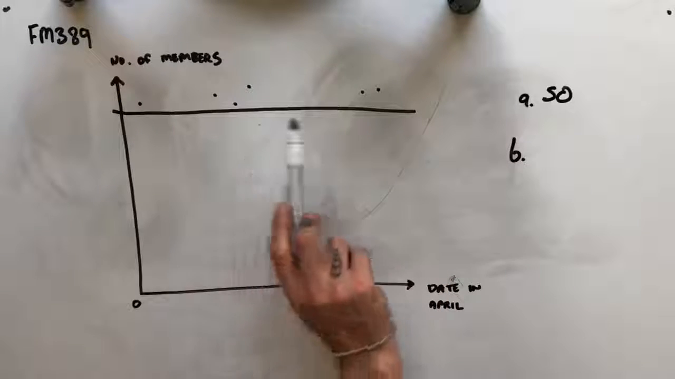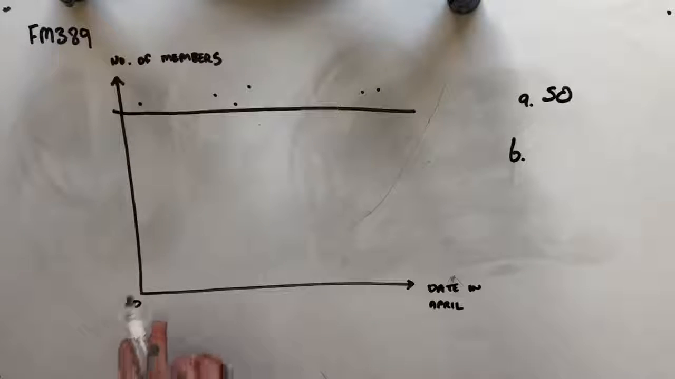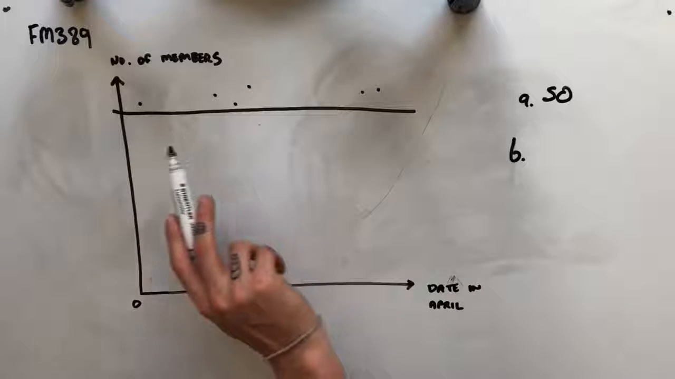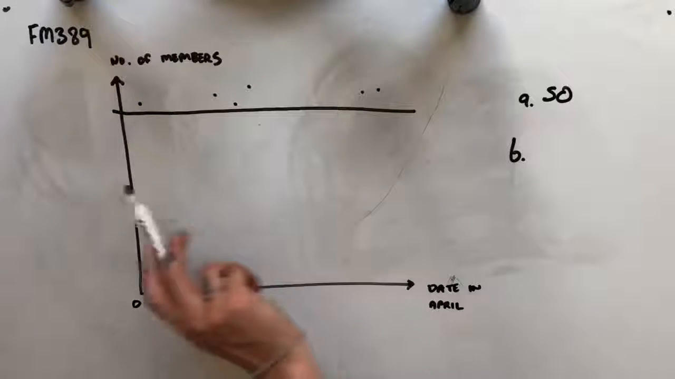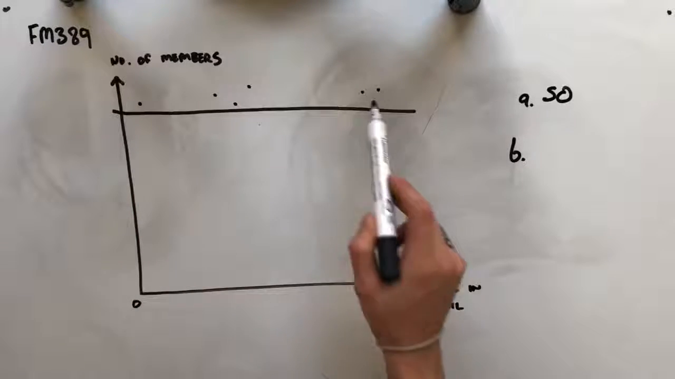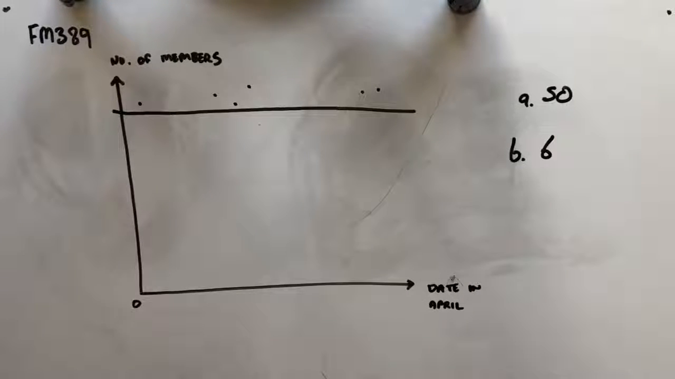Now, if you have a look at your graph, you should find 6 data points that sit above that line, which means that on these days, more than 65 members went to Average Joe's gym. So there were 6 days in which more than 65 people went.